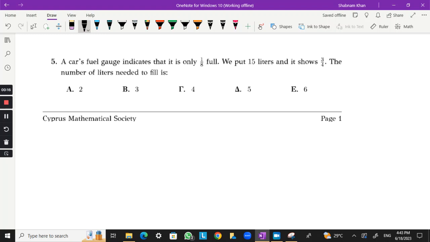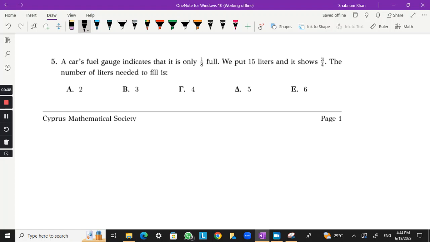It says here in question number 5, our car's fuel gauge indicates that it is only 1/8 full. We put 15 liters and it shows 3/4, so 3/4 full. The number of liters needed to fill is alpha 2, beta 3, gamma 4, delta 5, eta 6.